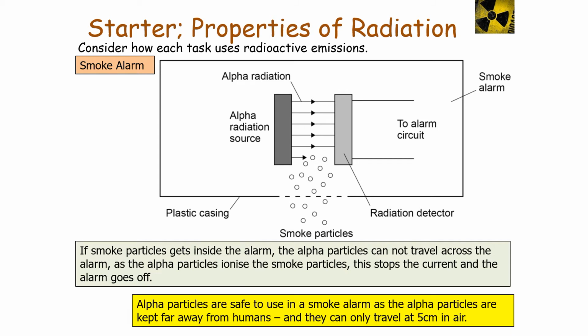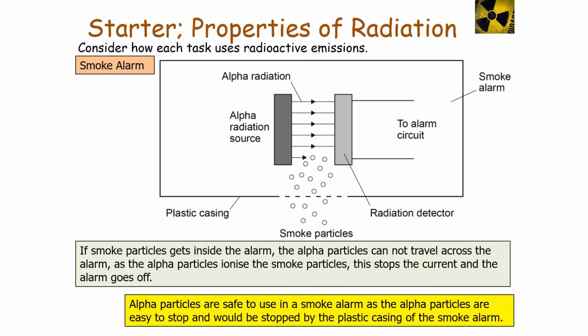Alpha particles are safe to use in a smoke alarm as the alpha particles are kept far away from humans and they can only travel 5 centimeters in air. Alpha particles are also safe to use in a smoke alarm as they are easy to stop and would be stopped by the plastic casing of the smoke alarm.